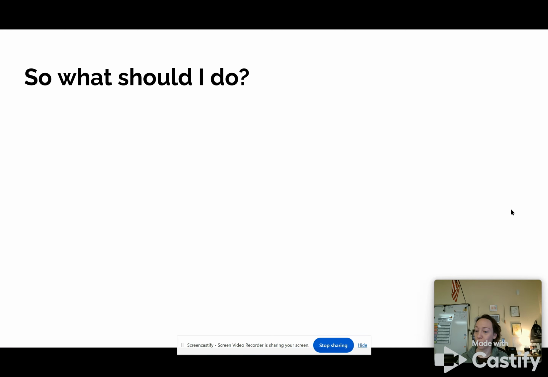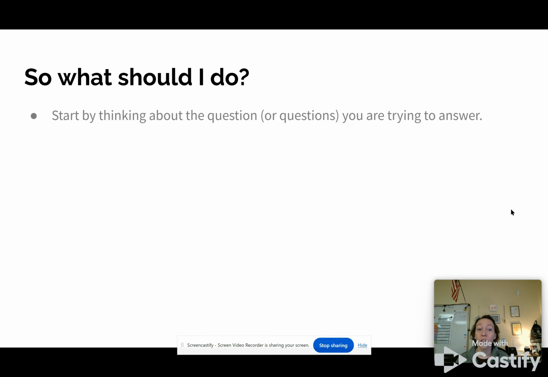So what should you do, right? That was the what not to do. You should start by thinking about the questions that you're trying to answer, the prompt. And hopefully you've been going back to your prompt often as you've been going through this whole process of collecting your research, organizing your research. Hopefully you have, so you know what you need to answer quite clearly.